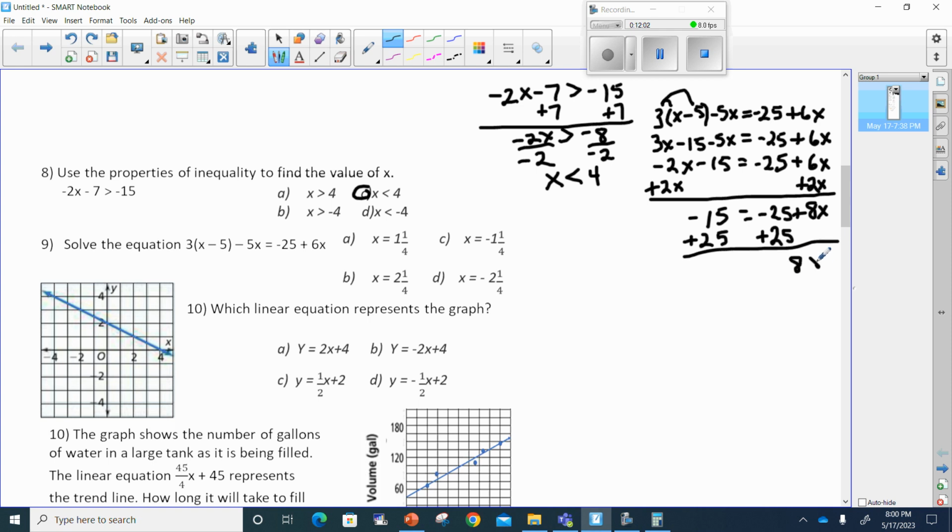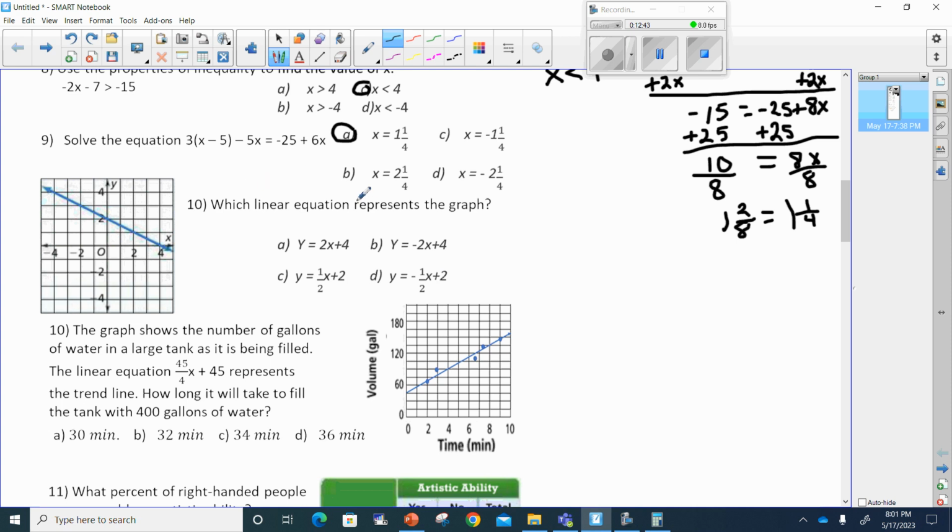Now 8x is on this side, and it's equal to negative 15 plus 25. That's going to be a positive 10. All right, so we're going to divide 8 away now. That's going to give me 1 and 2 over 8, which can be changed to 1 and 1 over 4. All right, no negatives at all there? No. So 1 and 1/4 is my answer. 1 and 1/4 seems to be A.